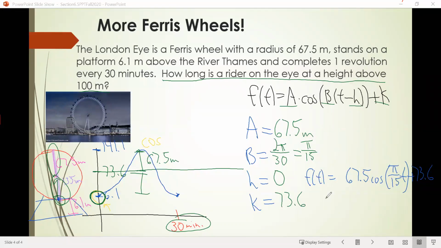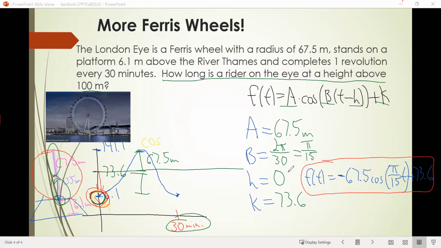However, we're missing one thing here. Again, I'm going to go back to the starting point. Notice that it's below the midline, and cosine usually starts above the midline. So that tells us that this function has been vertically reflected, which means this should be a negative sign. So our function is now f of t equals negative 67.5 times cosine of pi over 15t plus 73.6.